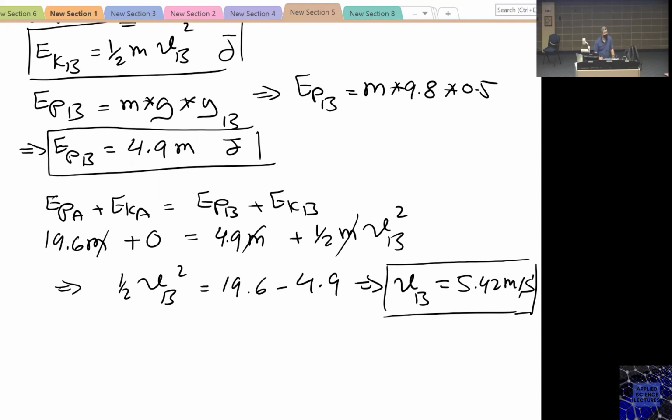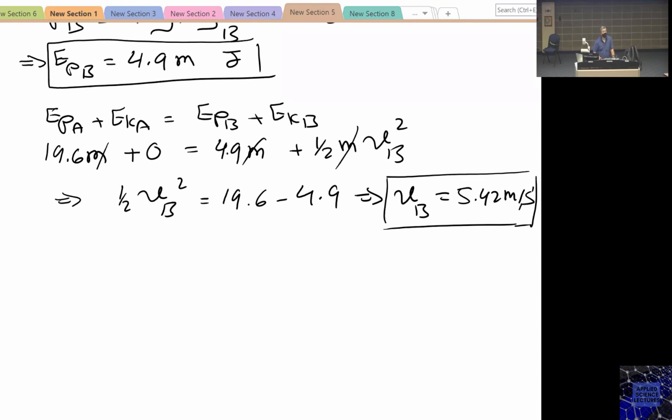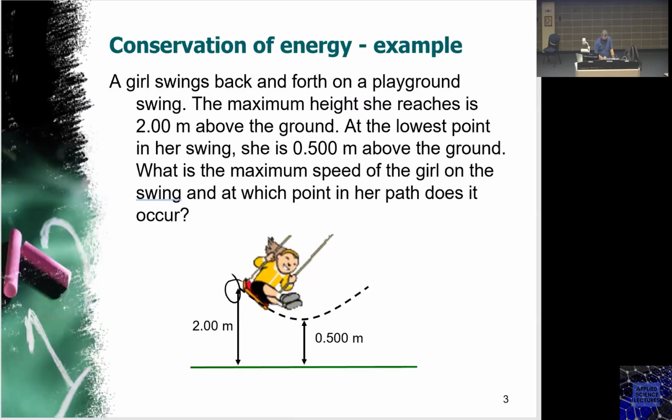Okay, any question about this example? No questions? Okay, so we'll move on to the next example then.